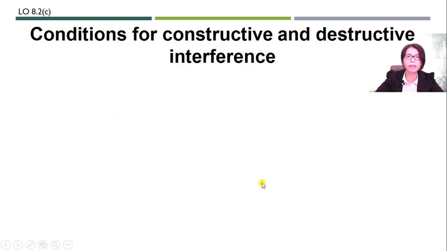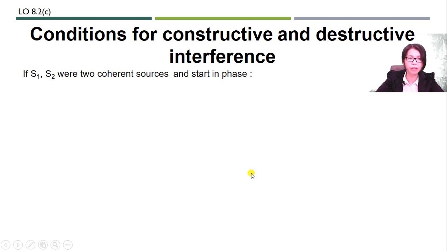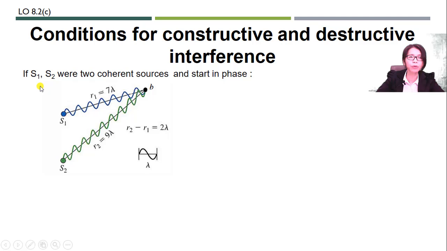So class, what is the condition for constructive and destructive interference to occur? If we have two light sources, S1 and S2, which are coherent sources and start in phase, their starting point is the same, and then they meet at point B.